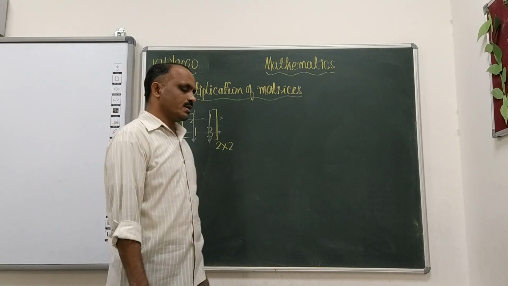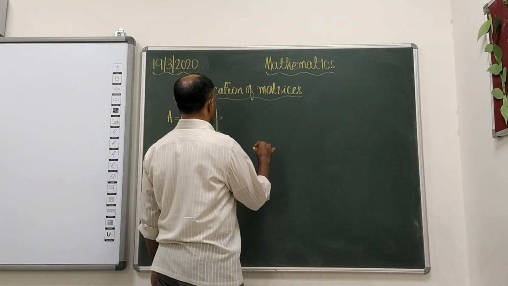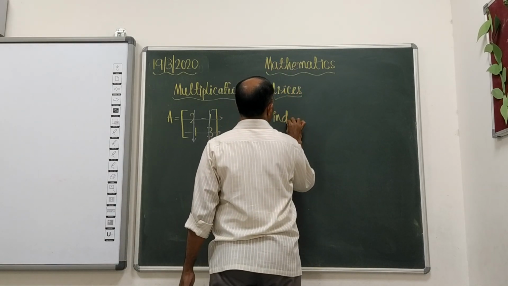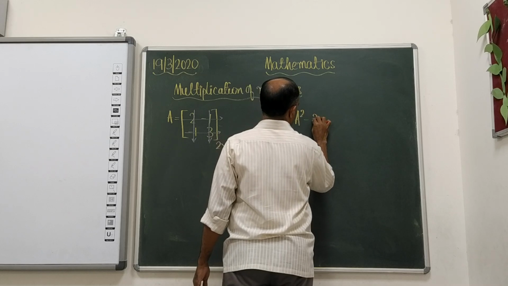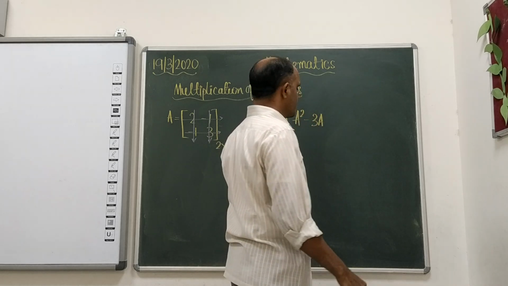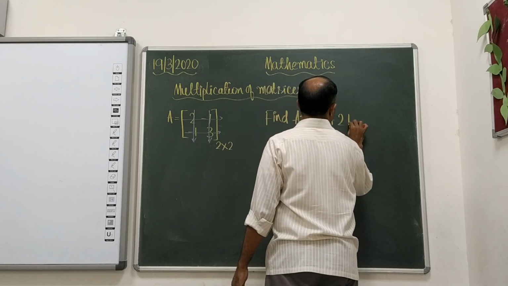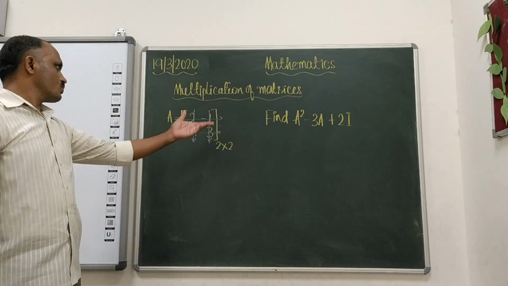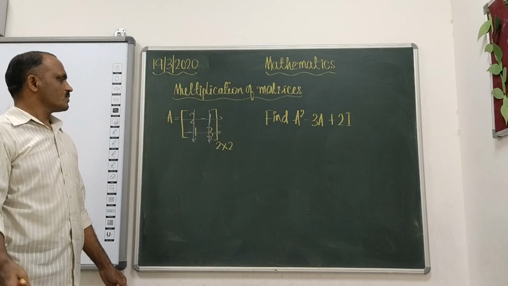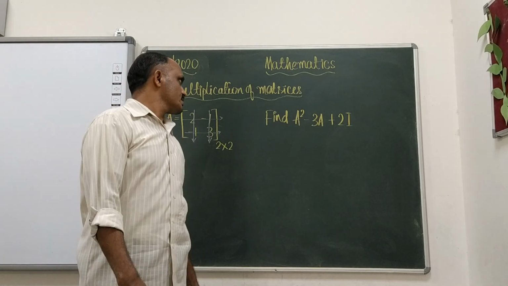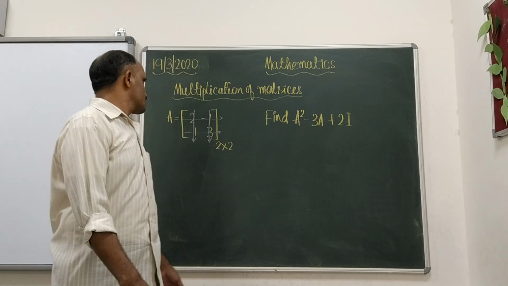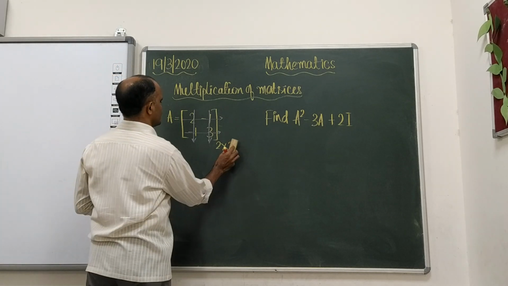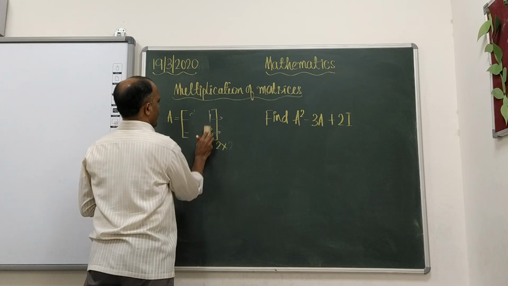Now how to multiply the two given matrices? I'll take one question saying find A square minus 3A plus 2I. Now, how to multiply that? A square in algebra, we know that a into a we write as a square, or x into x we write as x square. But here in this matrix, how are we going to multiply? There is a condition to multiply this.